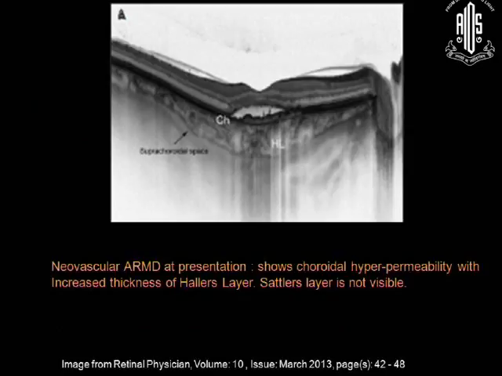This is an example of a neovascular AMD at presentation. Now let's look at the choroid. The choroid is showing hyperpermeability and there is increased thickness of the Haller's layer, which is the bigger layer. We are not seeing any Sattler's layer, not much of it here.